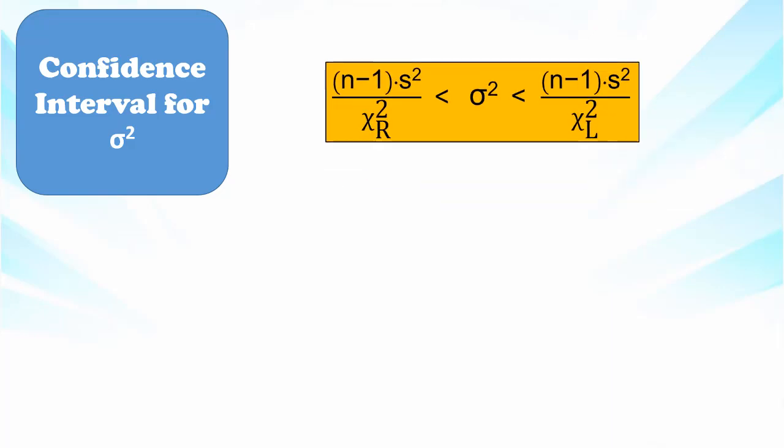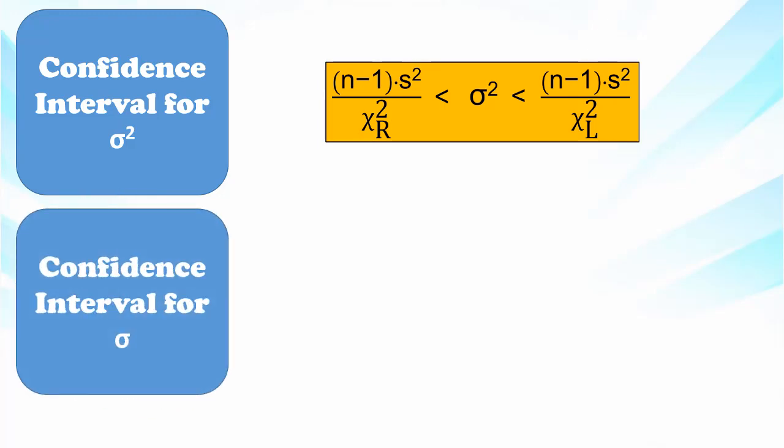Well, let's start with the variance, sigma squared. The confidence interval for the variance is given as an inequality. So sigma squared is right in the middle of n minus 1 s squared over chi square R and n minus 1 s squared over chi square L.